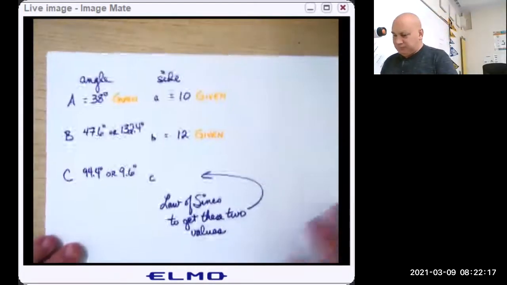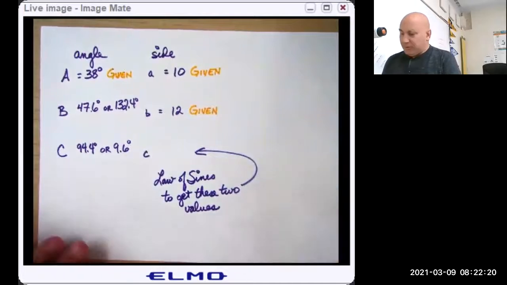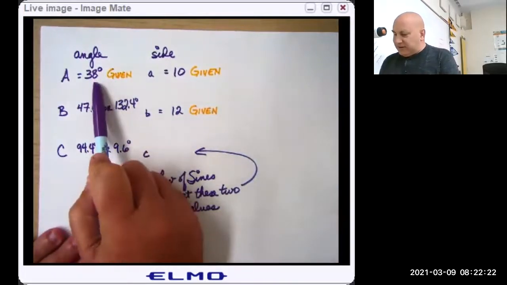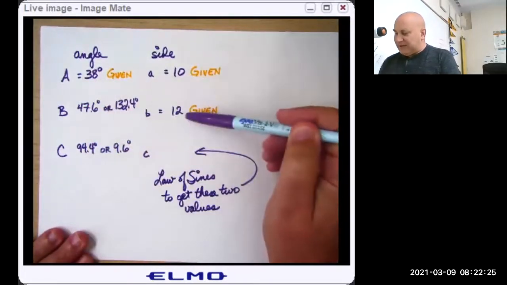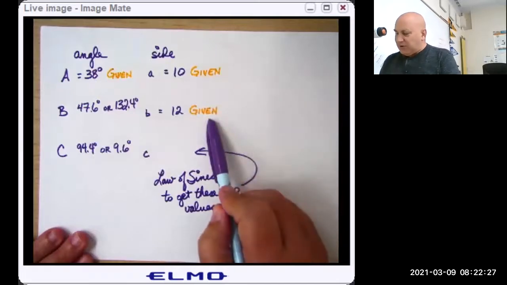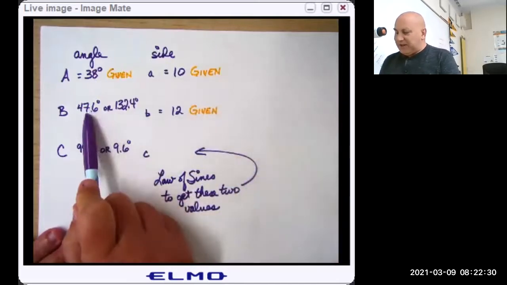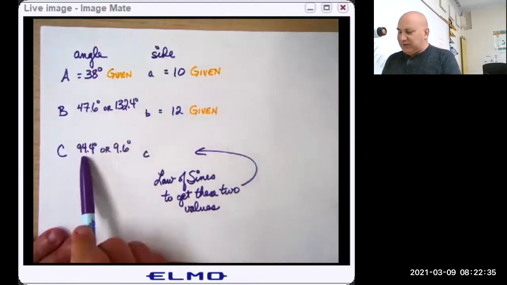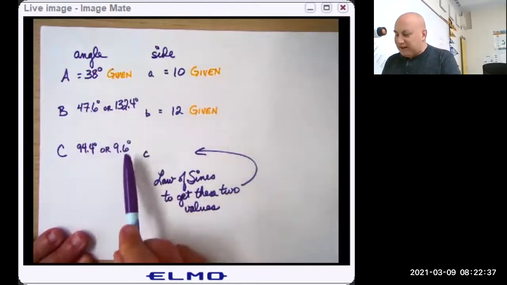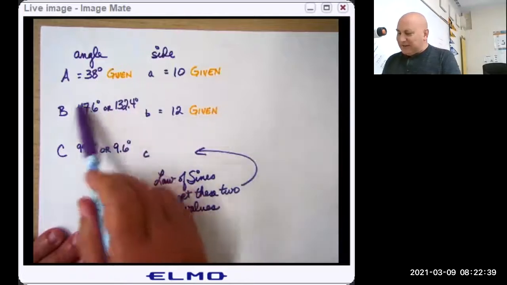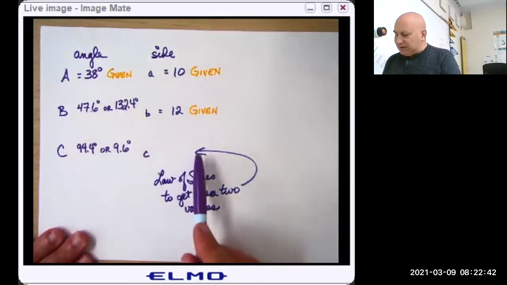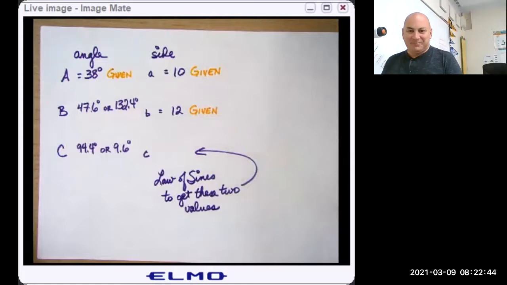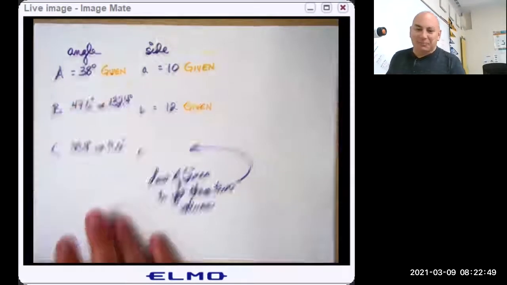So if we go back and solve that triangle, we were given 38 degrees and we were given sides A and B of 10 and 12. So angle B could be either this or this. Well, if angle B is this, angle C is this. If angle B is this, angle C is this. And then based on these, what is side C? You should work that out now.